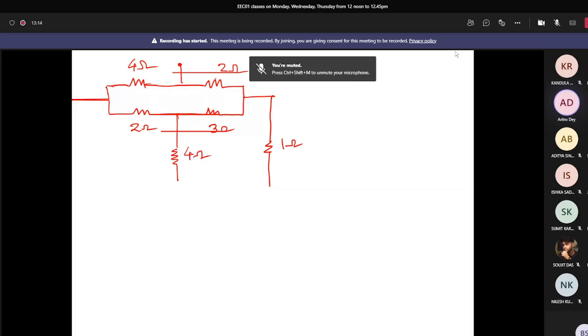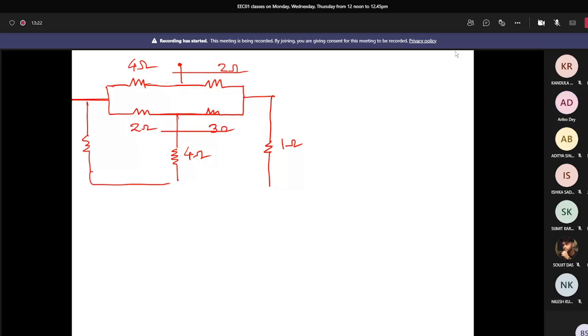Unwantedly, some stray lines are coming. I don't know, it's an issue with the pen. Suddenly it is coming. I cannot avoid it. So ignore these lines. This line is not there. This line is not there. This is not there. Okay, sir. Fine.